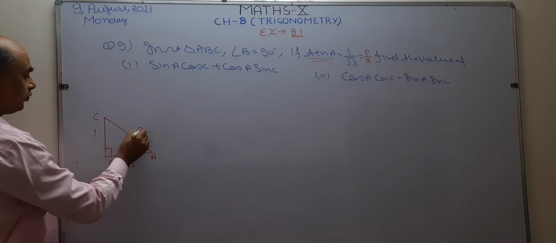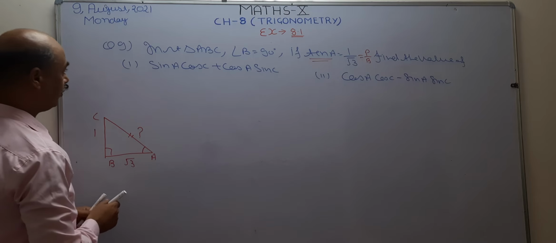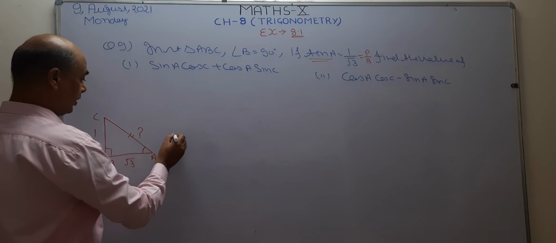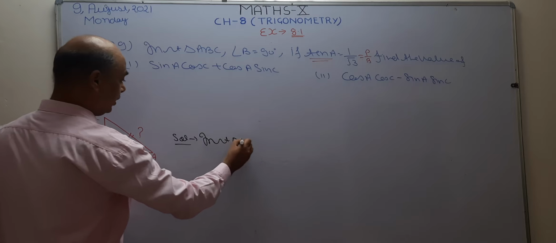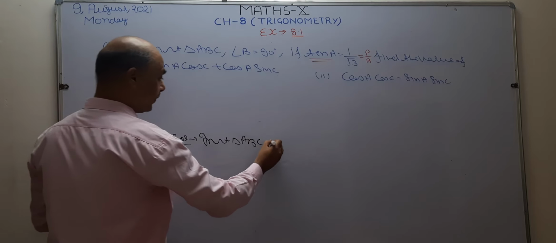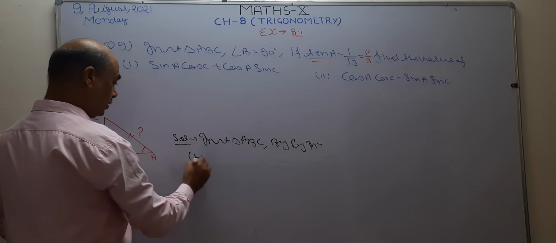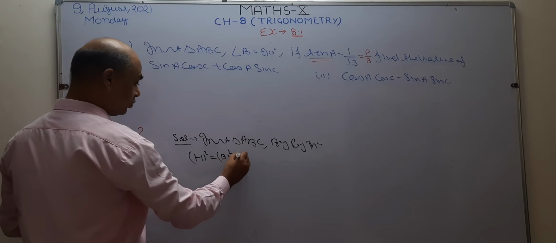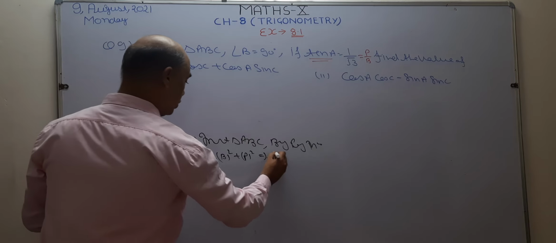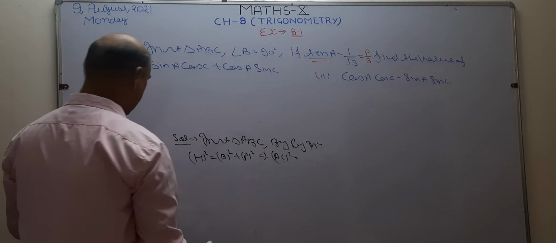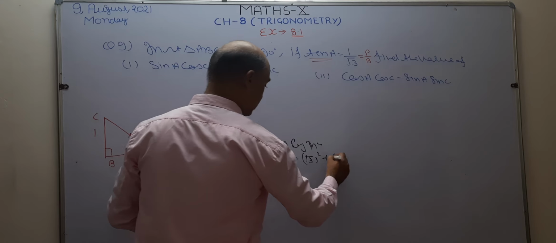Now we are going to find the value of the hypotenuse by using Pythagoras. Okay, again I am going to start this question. Solution part. In right triangle ABC, by Pythagoras theorem. What is Pythagoras theorem? H square equal to base square plus perpendicular square. Now what is the hypotenuse? The hypotenuse is not given, so write here AC square. What is the base? Root 3 square. What is the perpendicular? 1. Write here 1 square.